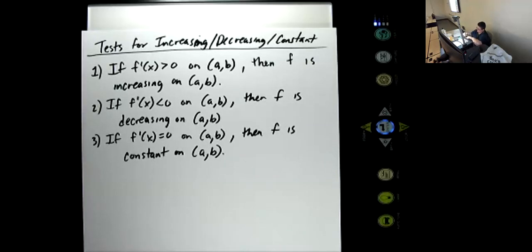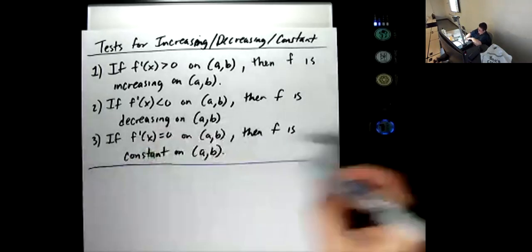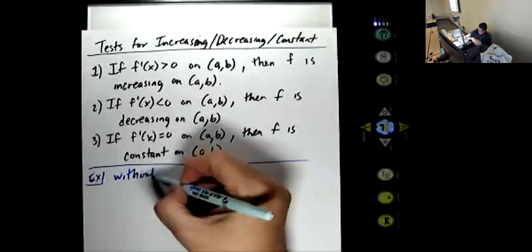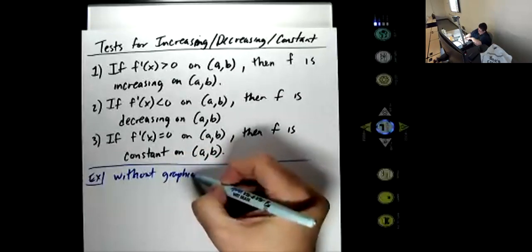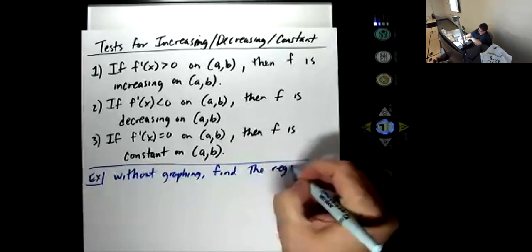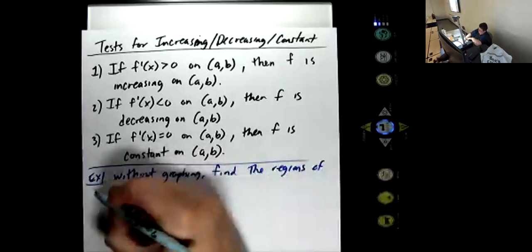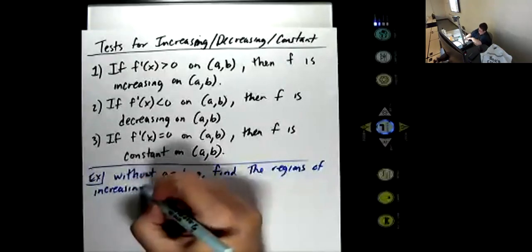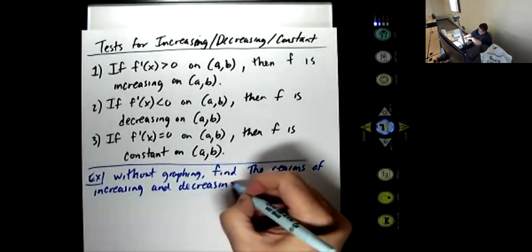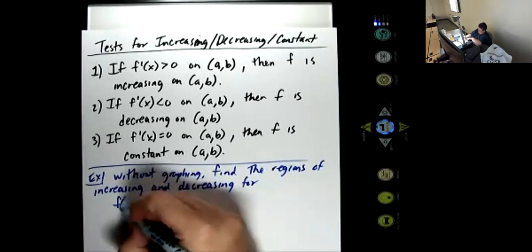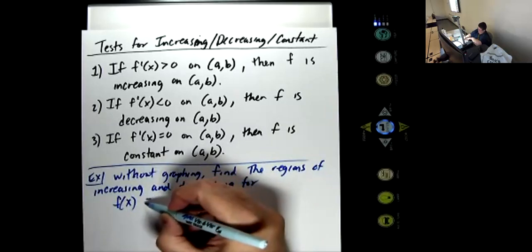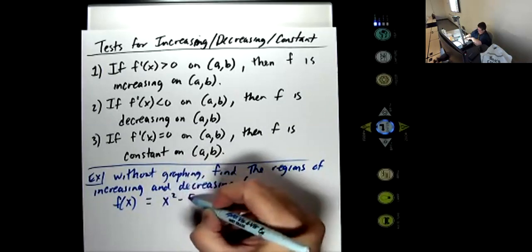Take a look at an example. Without graphing, find the regions of increasing and decreasing for f of x equals x squared minus 5x plus 6.